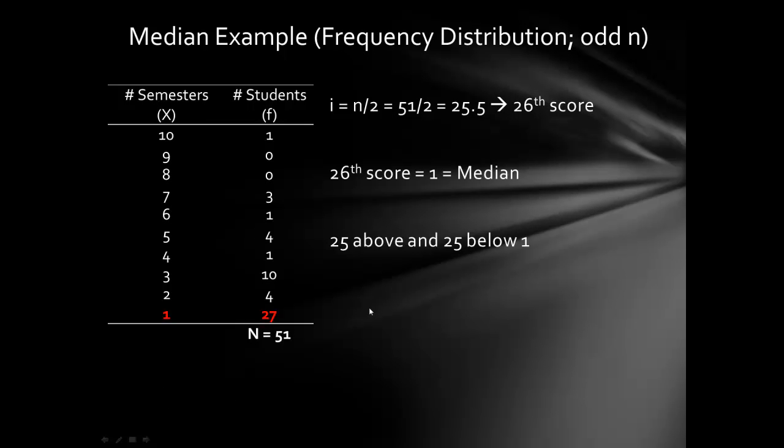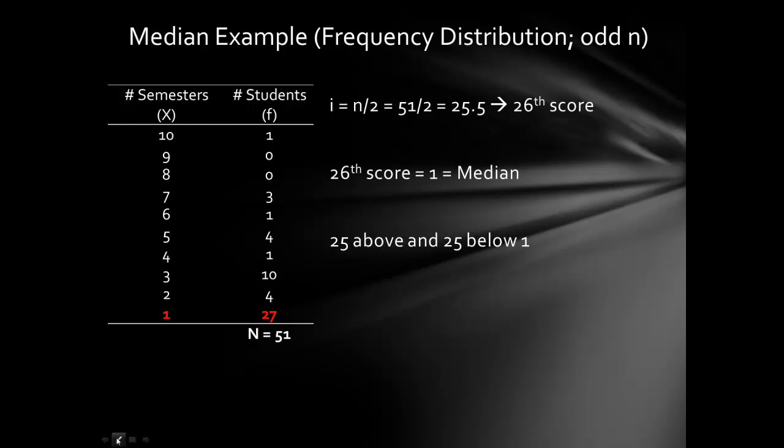So here's an example using the frequency distribution. And this index is really useful when you're using a frequency distribution when you have a whole lot of data to count through. So median index, n divided by 2, there's 51 scores here. 51 divided by 2 is 25.5. Round up, 26, we're looking for the 26th score.